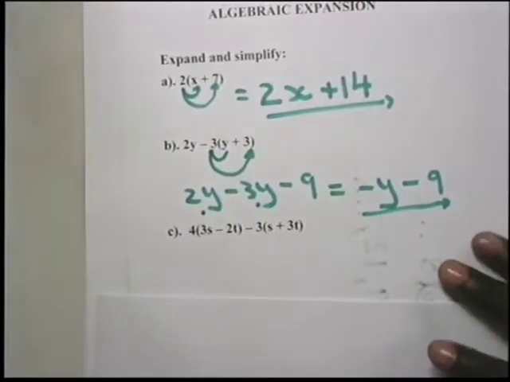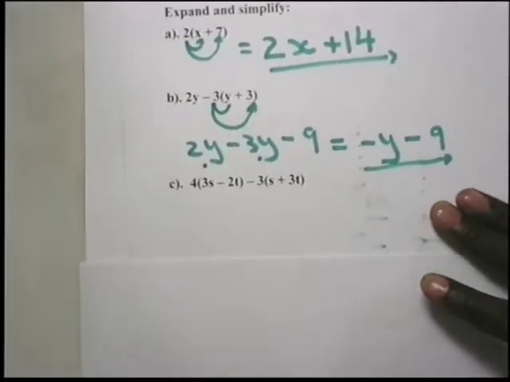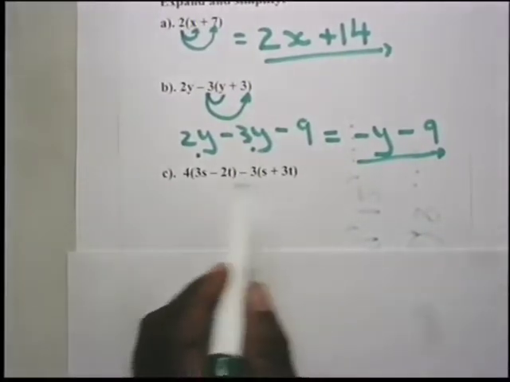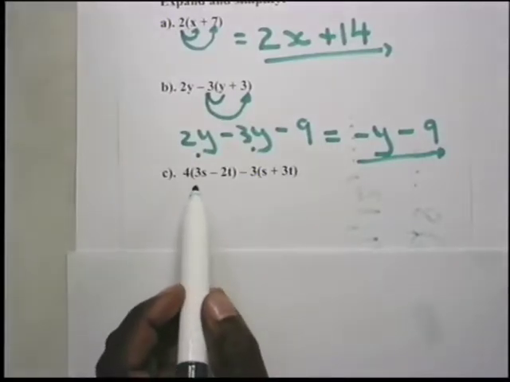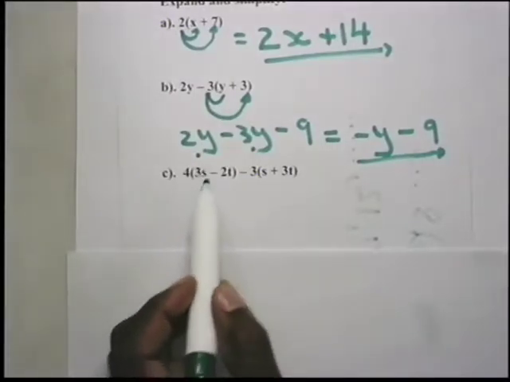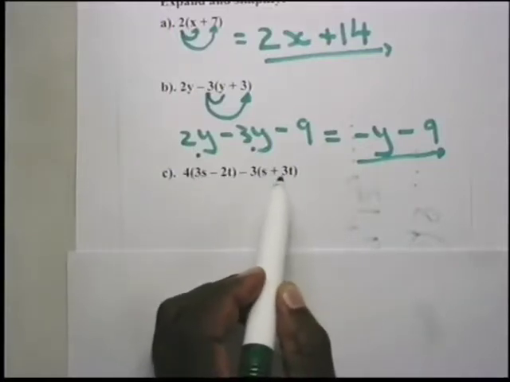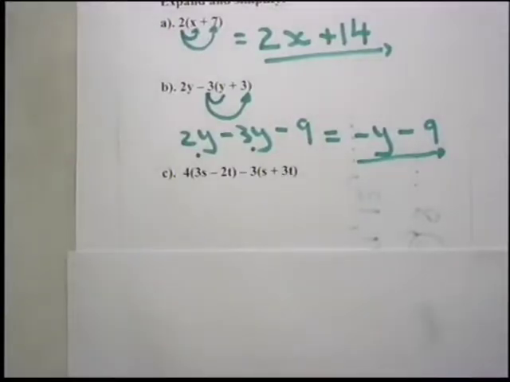If we look at the third example, we have 2 brackets within this expression such that we have 4 bracket 3s minus 2t close bracket minus 3 bracket s plus 3t. So we need to expand this one, and after expanding, depending on the terms that are generated, we might need to also do some simplification depending on whether or not we have like terms.